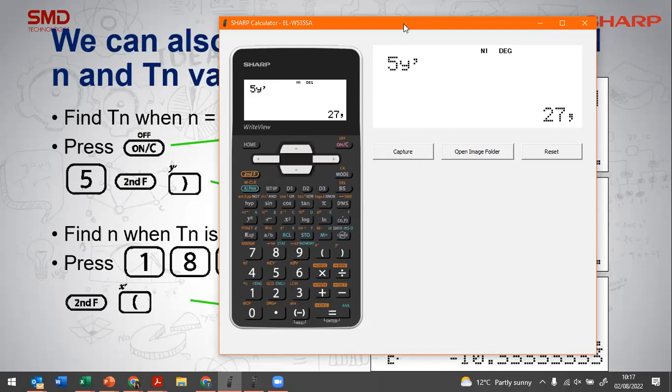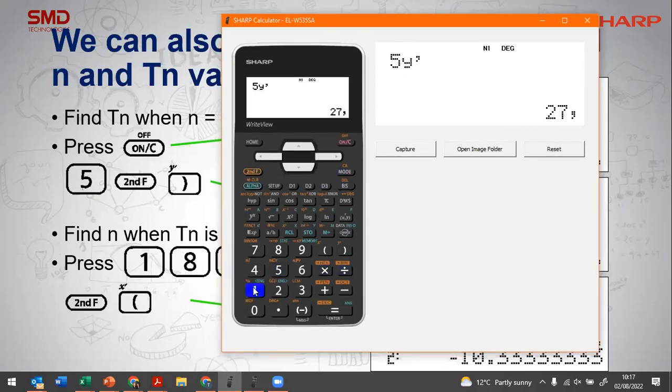If, for example, we're told that our term value is 188, and we now want to know what our term position is, we can then say second function and open brackets. And you can see in orange above it, it says x to the y, x prime. And so that gives us two values, because we're talking about a quadratic formula or a parabola, which has two x-intercepts.